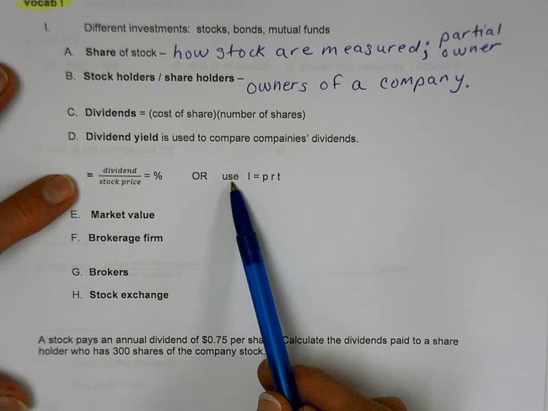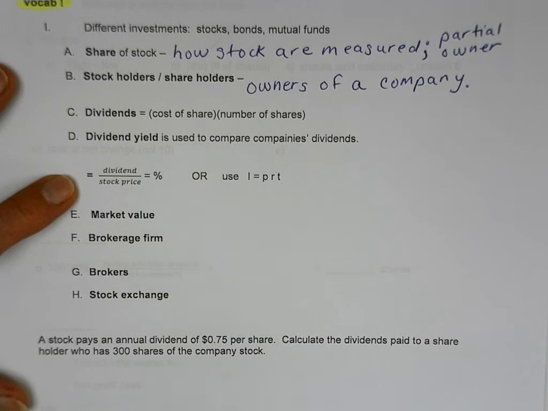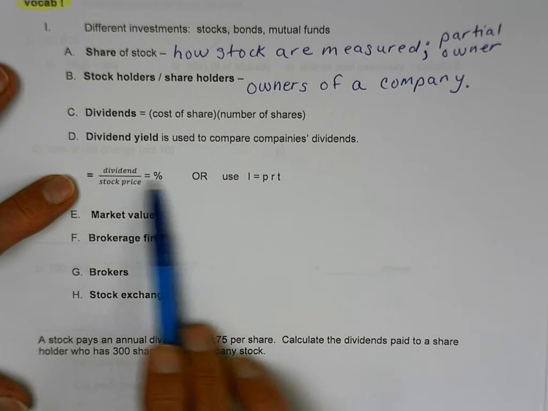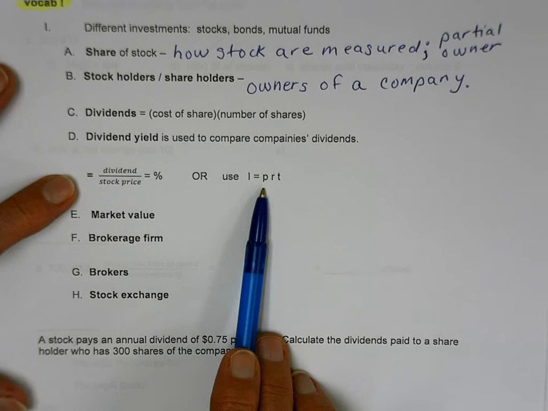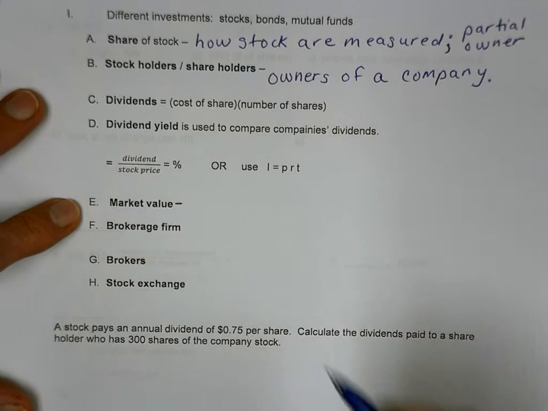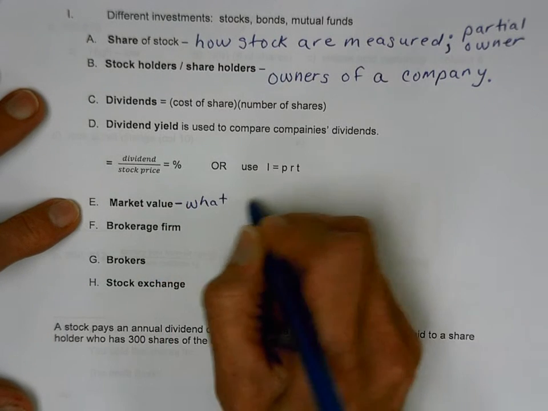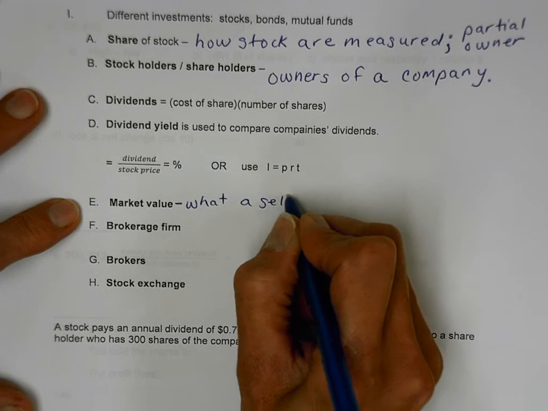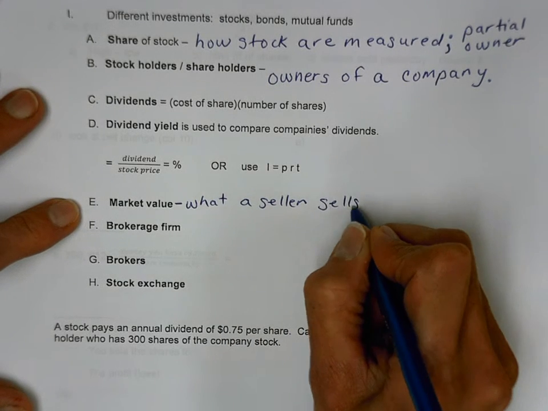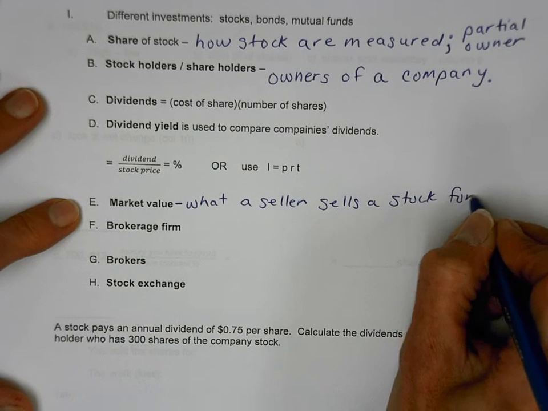Or you can use interest equals principal times rate times time. That will also help you find the dividend yield, and we're going to discuss this in a few minutes. The market value is what a seller sells a stock for.